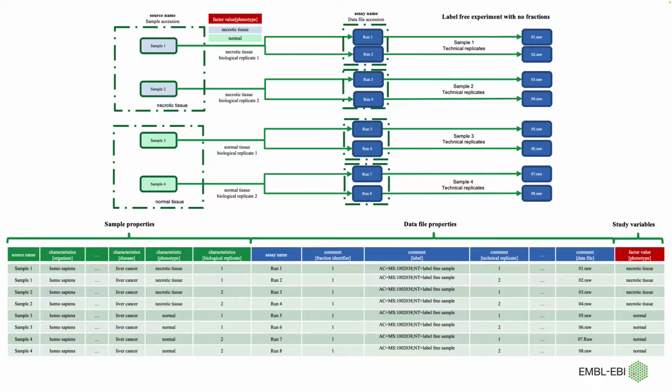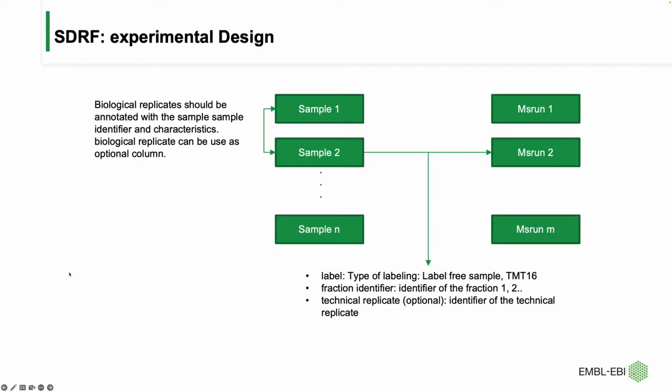When you start writing the SDRF, you realize that this is the way you relate an experimental design. This is the actual experimental design. The factor value is the phenotype, and these are the samples that you have, and these are the technical replicates, and these are the final raw files. That's why, and this is a really important, crucial point, you can have repeated the sample multiple times. And that's why the source name, which is the accession of the sample, is really important. That's the way you write an experimental design.